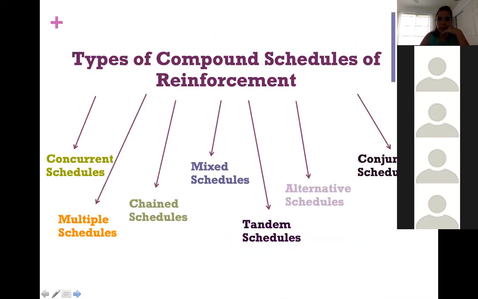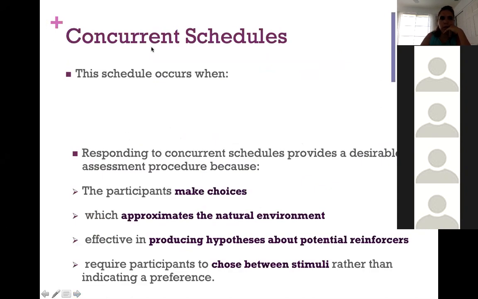Okay, concurrent schedule of reinforcement. When does this occur? When do we have a concurrent schedule of reinforcement? You're going to see how I divided them. It's based on Cooper. Under the compound schedules, you'll have 3 big categories. Concurrent schedules are alone, and the others have different schedules that are similar and categorized in the same category because they share the same characteristics.